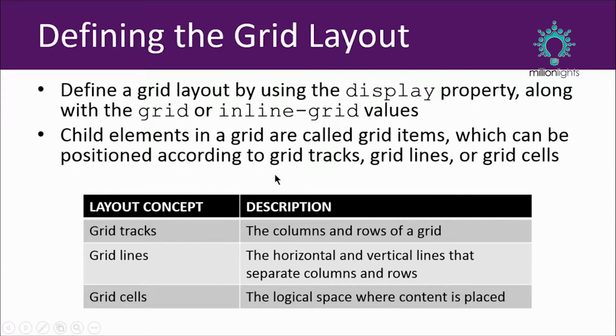We define the grid layout by using the display property along with the grid or inline grid values. Similar to how we use the display property with Flexbox, we just use it with grid. The child elements in a grid, similar to Flexboxes, are called grid items, and they can be positioned according to grid tracks, grid lines, or grid cells. You can take a look at what grid tracks, grid lines, and grid cells are on your own in the table below.